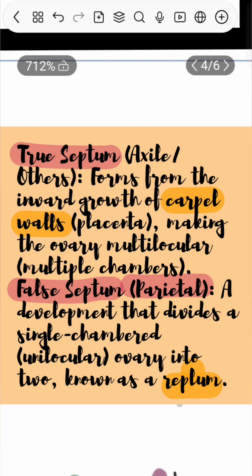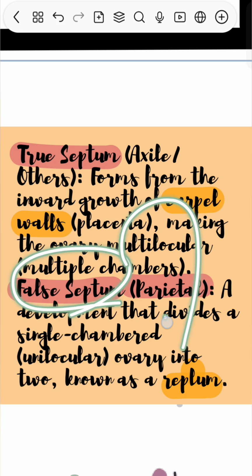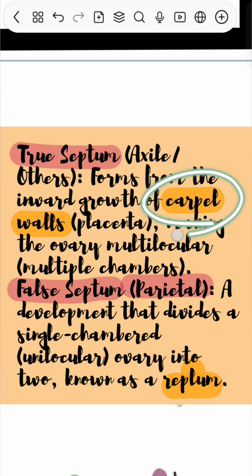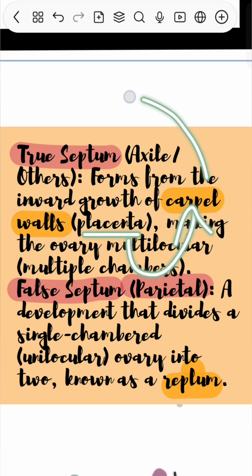The false septums are present in parietal. You can see there will be a development that divides the unilocule into two or multiples. You can see the false septums that are called replum. Replum is what? It is the false septum. These divide them, not the carpel walls. From the placenta, the carpel walls divide it. That is the true septum.